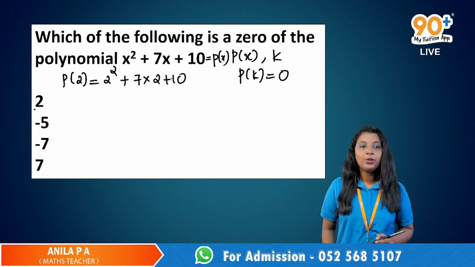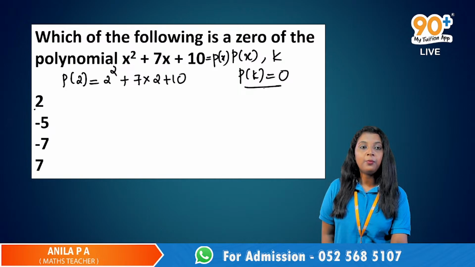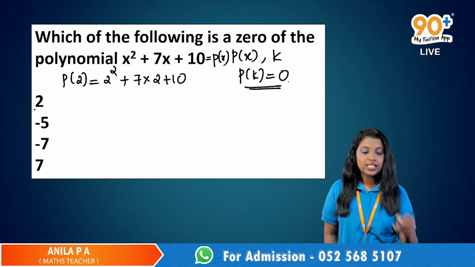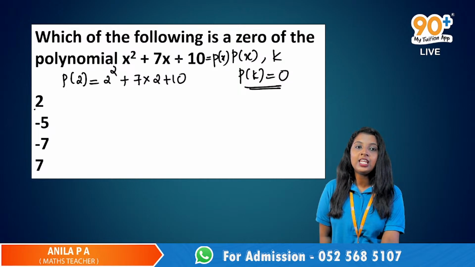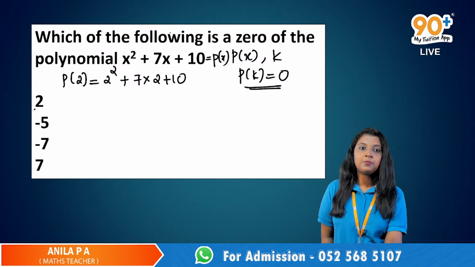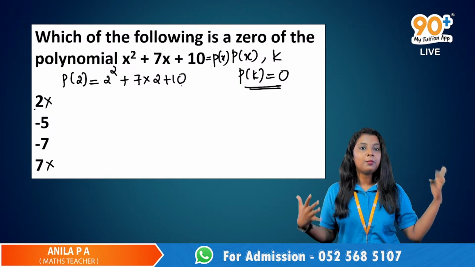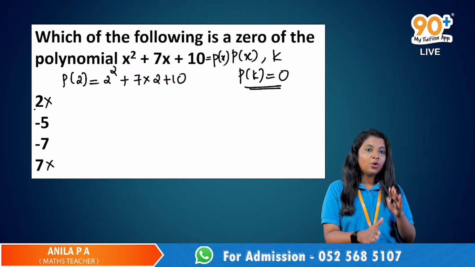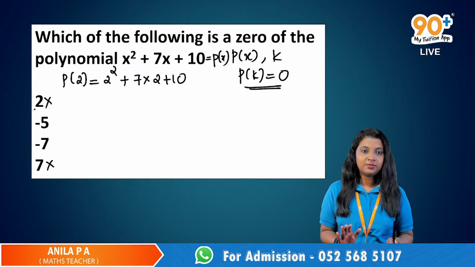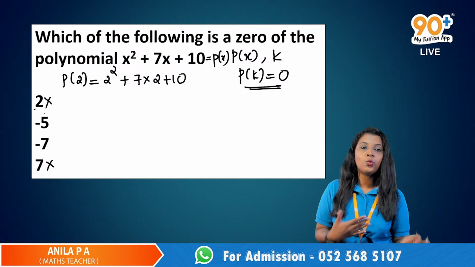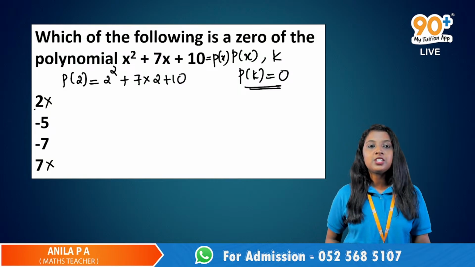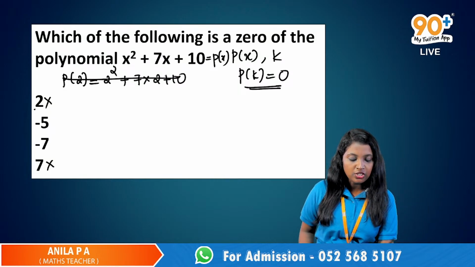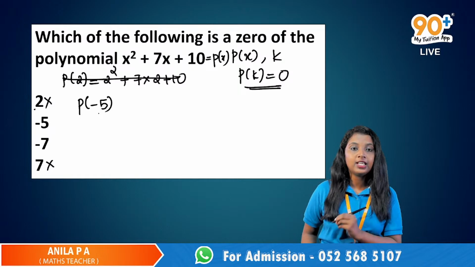Let me give you a clue. At this point, the value of the polynomial must be 0. Here, in this polynomial, x squared plus 7x plus 10, we don't have any negative signs. So when we substitute 2 and 7, we are going to get big numbers, it is just plus plus plus. So it's better to try the negative values. We can simply ignore 2 and 7 and try to substitute the negative values. So let's find P of negative 5.